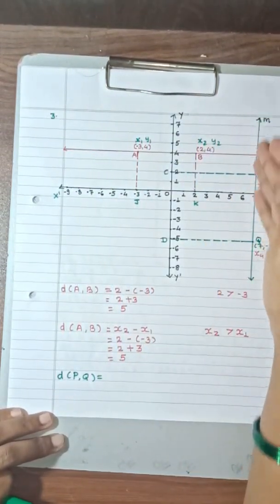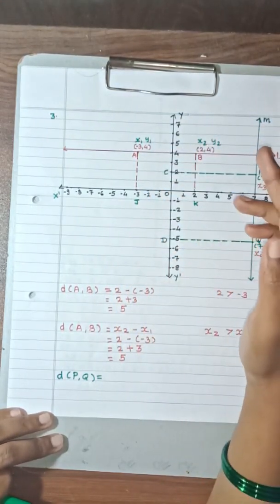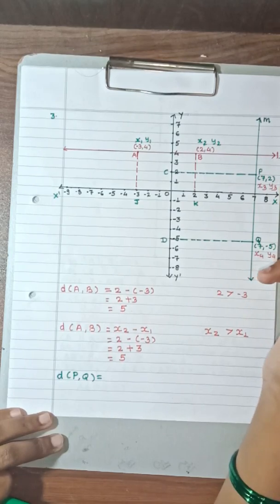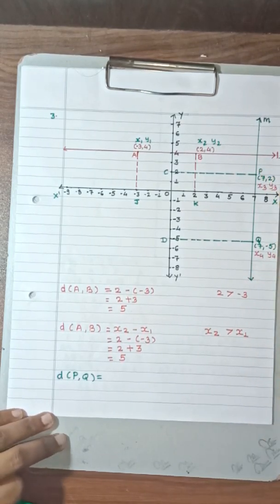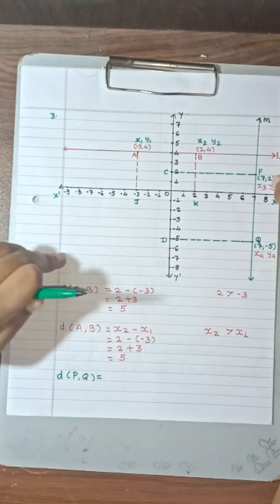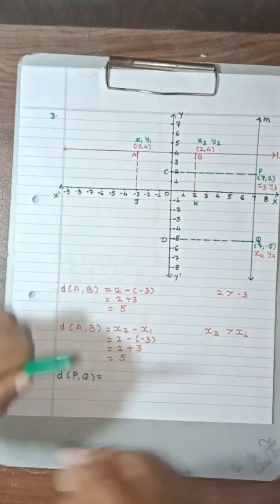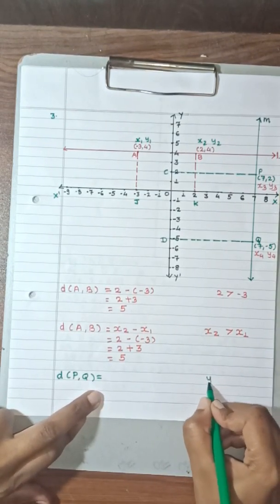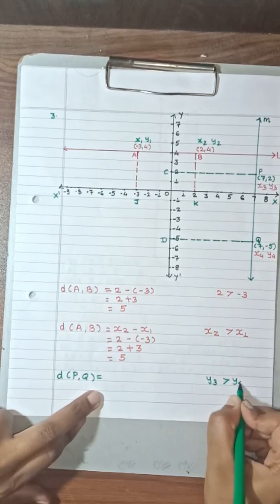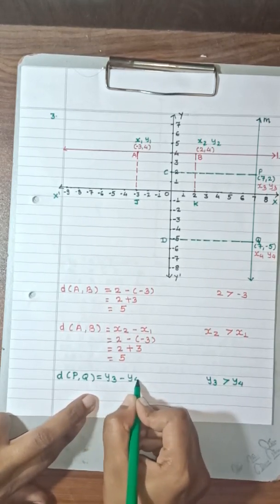Now if you see this line M is parallel to the y axis, then you have to take the y coordinates, the y coordinates of points P and Q. In this, y3 is 2 and y4 is 5. Here you can write down y3 is greater than y4, therefore you will write y3 minus y4.